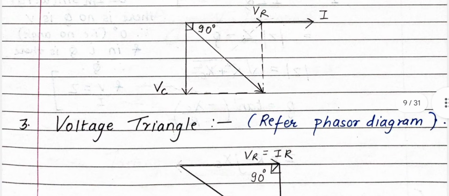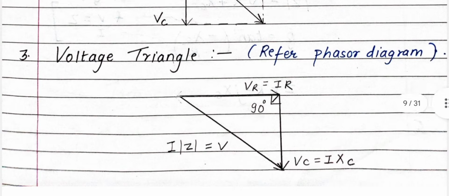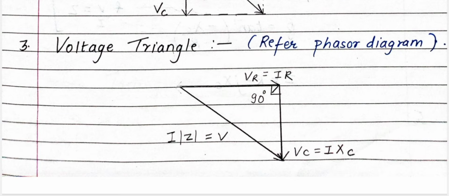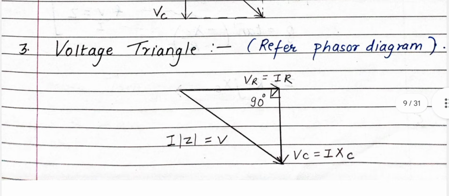See, VR is there upside, you can write here, and you have to mention the formula VR is equal to IR. Now take this VC which is on the left side in the phasor diagram to the right side in the voltage triangle, and you have to mention VC is equal to I into XC, similar to VL is equal to I into XL. And then the resultant over here, you make it the hypotenuse, that is V, which is I into Z, we have derived it.